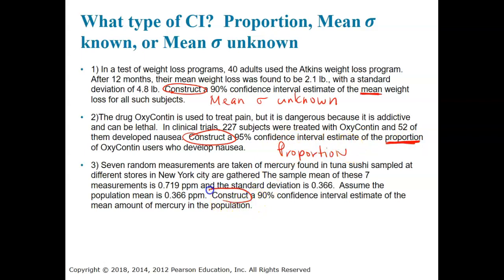Okay, here I've got my construct statement, a 90% confidence interval estimate of the mean. So I need to look back and see which type it is, whether sigma is known or unknown. So it says assume that the population mean is, this should actually be population standard deviation, and that's a typo on my part. Population standard deviation is the 0.366. So if in fact this is standard deviation here, then sigma would be known, and therefore it would be a mean with sigma known. Okay, and again, that was my fault for having typed that wrong.